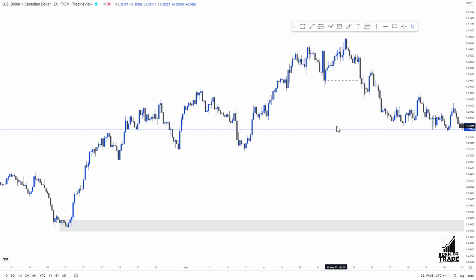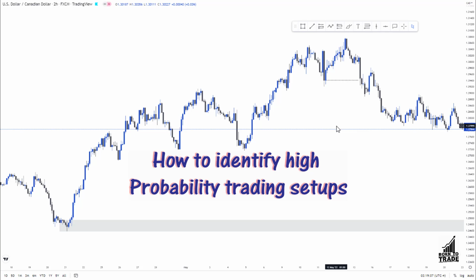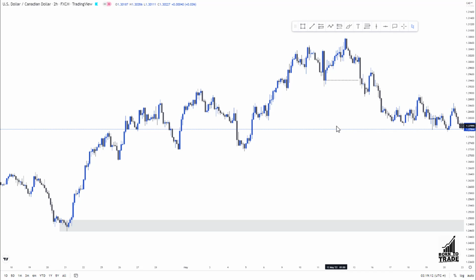In today's video, we'll be talking about how to identify high probability trading setups. No matter the strategy you trade, whether you trade the divergence, support and resistance, trend lines, or even smart money strategy and other strategies, spotting high probability trading setups will always put you on the right side of the market. Trading with high probability setups will put more money in your pocket and remove less from your pocket. So today I'll be teaching you guys how to identify high probability trading setups while trading with smart money strategy.